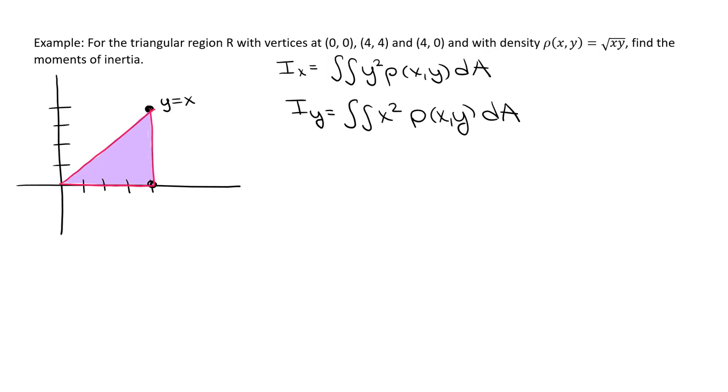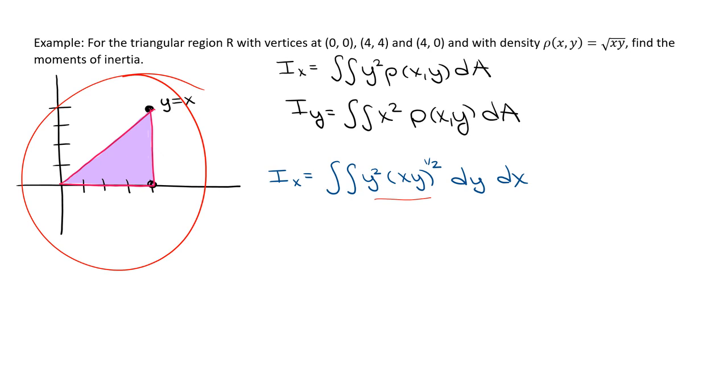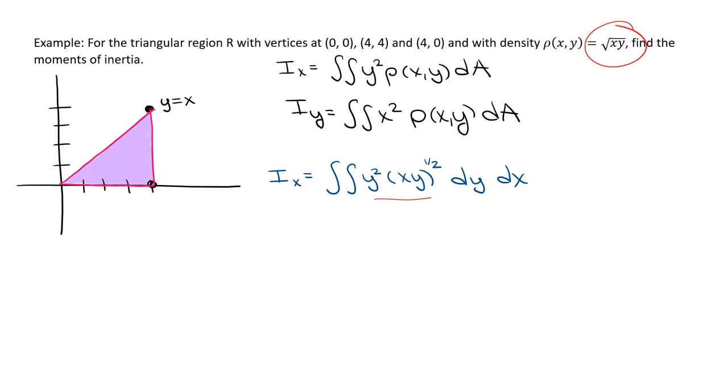I also jotted down on the screen those definitions for our moments of inertia, so we can go ahead and do those computations. For the moment of inertia about the x-axis, I'm going to integrate y squared times my density function over the area of the region that I've drawn. I decided to write the square root of xy as (xy)^(1/2). That'll just help me find my antiderivative.